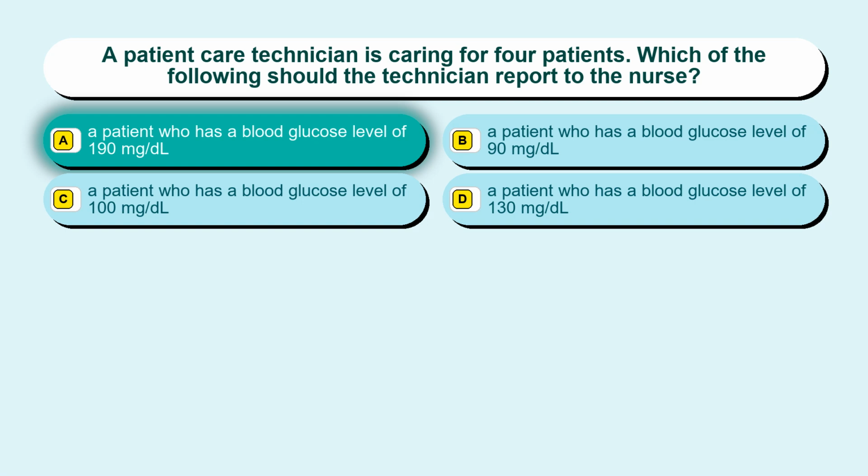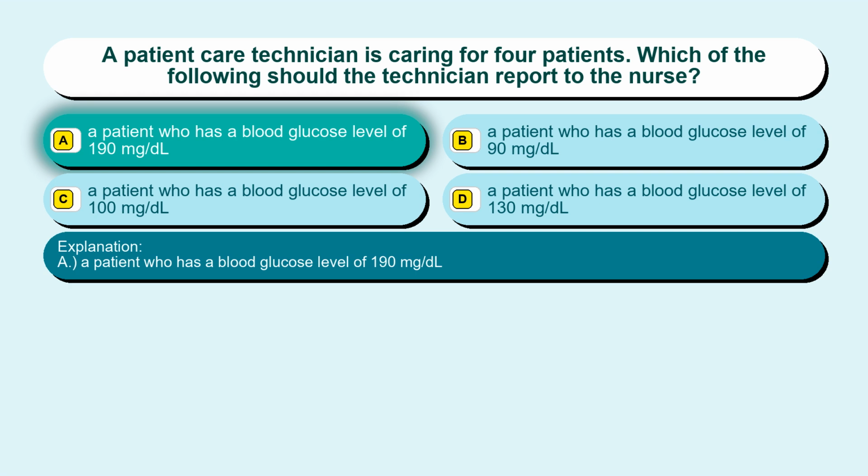The correct answer is option A. A patient who has a blood glucose level of 190 mg/dl.